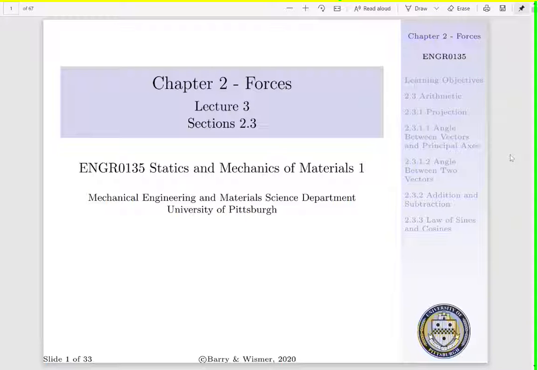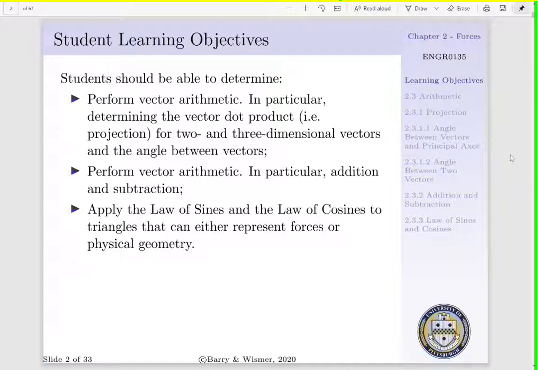Lecture 3 covers sections within Section 2.3. At the end of today's lecture, you should be able to perform vector arithmetic. In particular, you should be able to do the dot product, i.e. the scalar product, which is the projection of one vector onto another for 2- and 3-dimensional vectors, as well as determine the angle between these vectors.